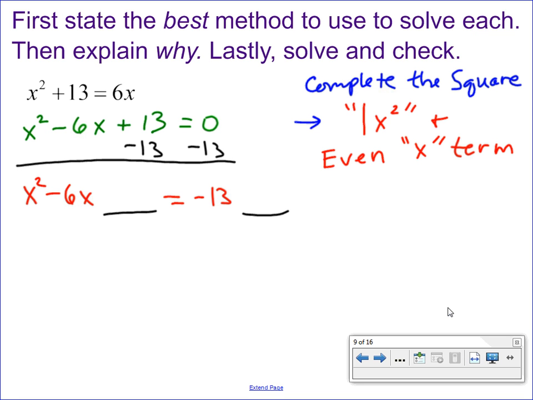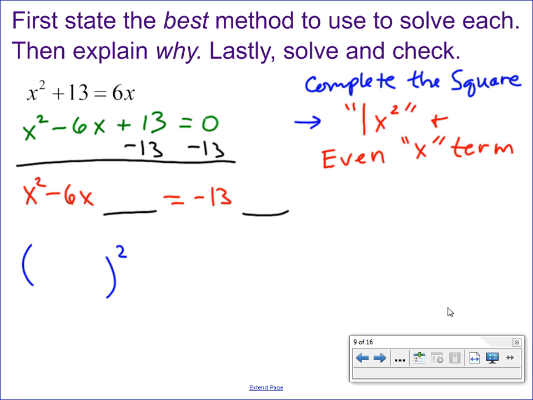And so we know to get that special number, I'll have to consider my middle term. The reason I thought complete the square was a good method was because my middle term was even. How come? Well, I have to get half of that middle term to determine what would go in my binomial, such that when I square it, I'll produce this perfect square trinomial that I'm about to make.